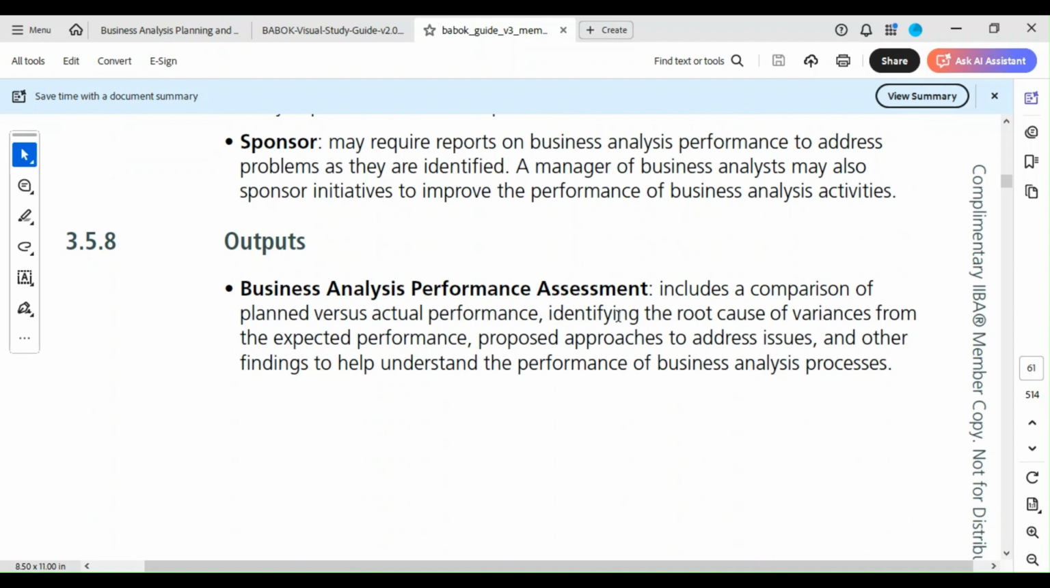And your output would be, at the end of the day, your business analysis performance assessment, what you have found out after your review, your engagement, your monitoring and so on. It includes a comparison of planned versus actual performance, identifying the root cause of variances from the expected performance, and proposed approaches to address issues and other findings to help understand the performance of the business analysis process.